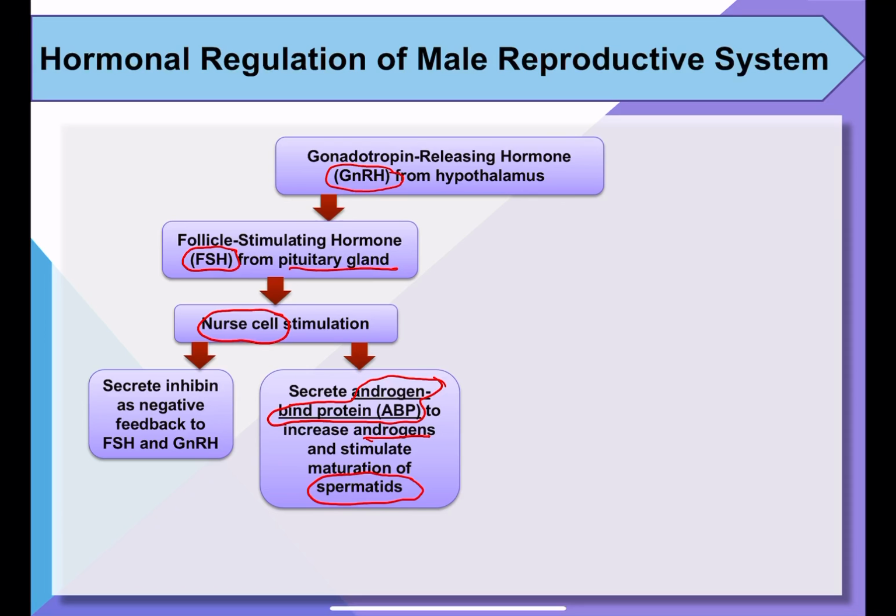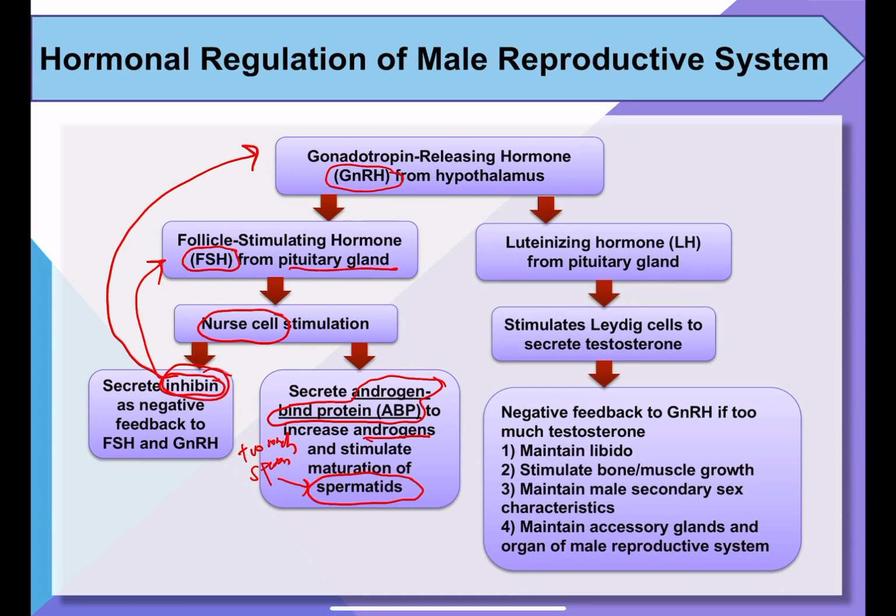Now, the other thing nurse cells will secrete is another hormone called inhibin, such that when there is too much sperm around, inhibin will be secreted as a negative feedback to the gonadotropin releasing hormone and the FSH to tell them, hey, we have enough sperm, let's not stimulate the nurse cells anymore for spermatogenesis, and we can stop, okay? The other route of gonadotropin releasing hormone is they will stimulate the pituitary gland to release another hormone called luteinizing hormone, or LH.